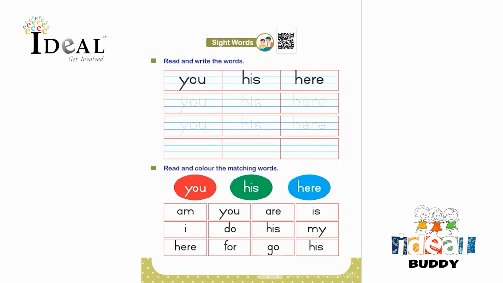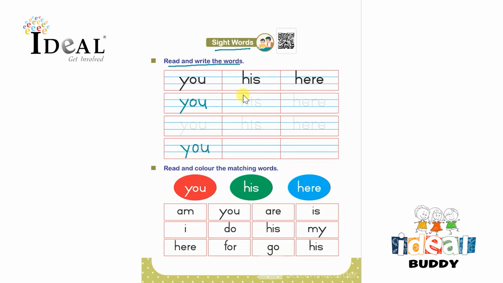Hello everyone. The topic over here is sight words. So in this page the child will read and write the words. So the first word is you. So the child has to trace the word you first of all, and then they have to trace it again over here, and then they will be writing it over here on their own.